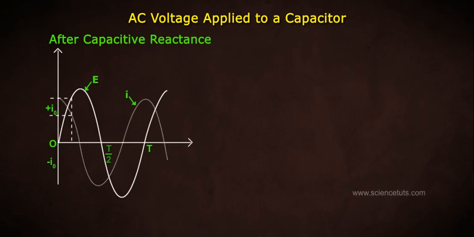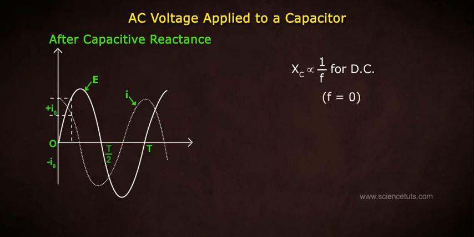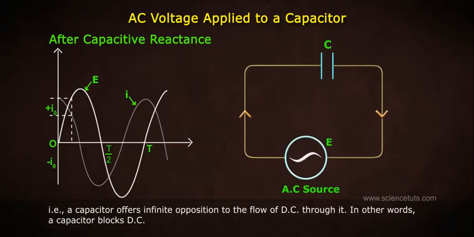Capacitive reactance Xc is directly proportional to 1 by f. For DC, f equals 0. Therefore, Xc equals infinity. That is, a capacitor offers infinite opposition to the flow of DC through it. In other words, a capacitor blocks DC.